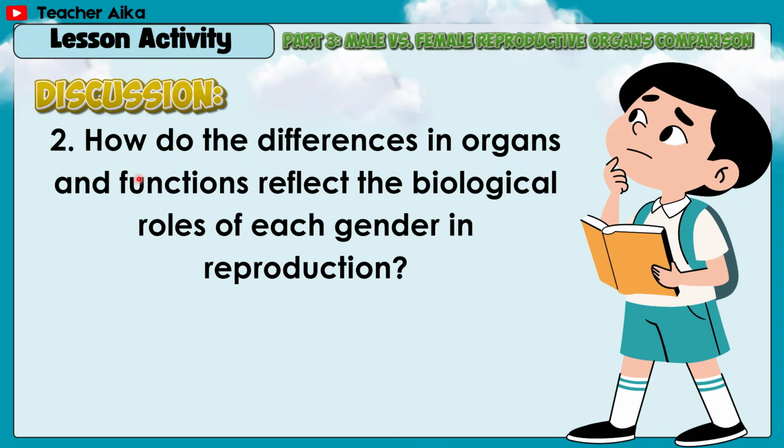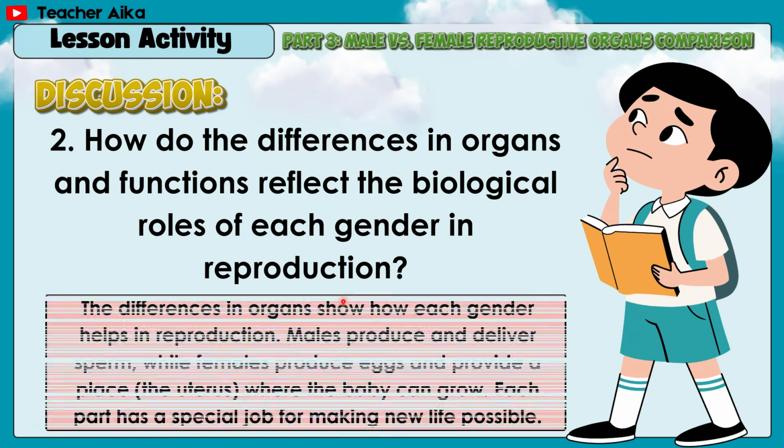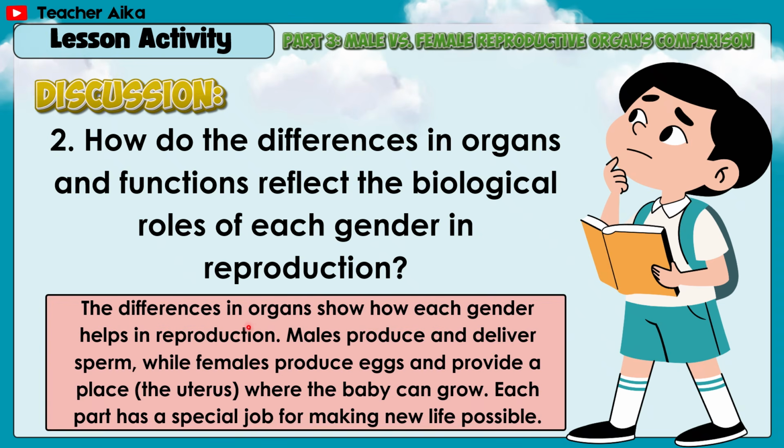Number 2. How do the differences in organs and functions reflect the biological roles of each gender in reproduction? Answer: the differences in organs show how each gender helps in reproduction. Males produce and deliver sperm, while females produce eggs and provide a place, the uterus, where the baby can grow. Each part has a special job for making new life possible.